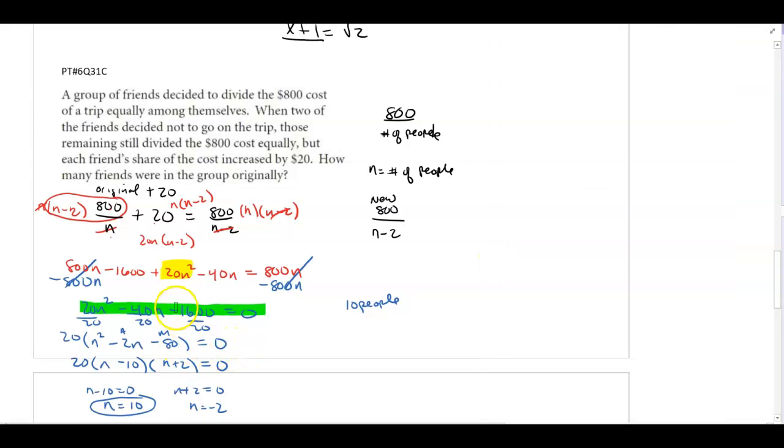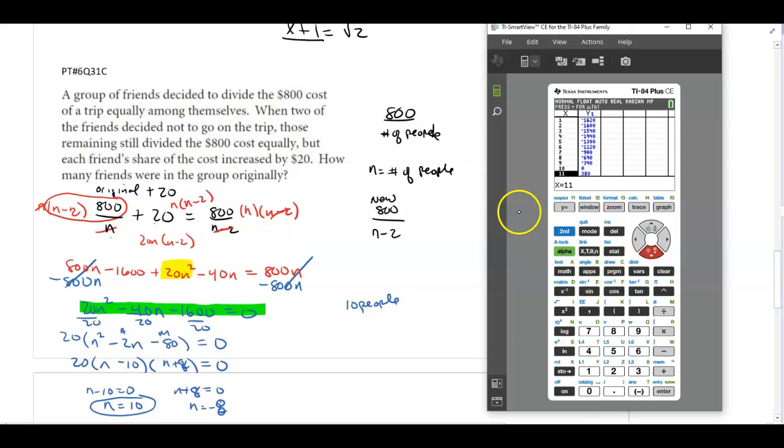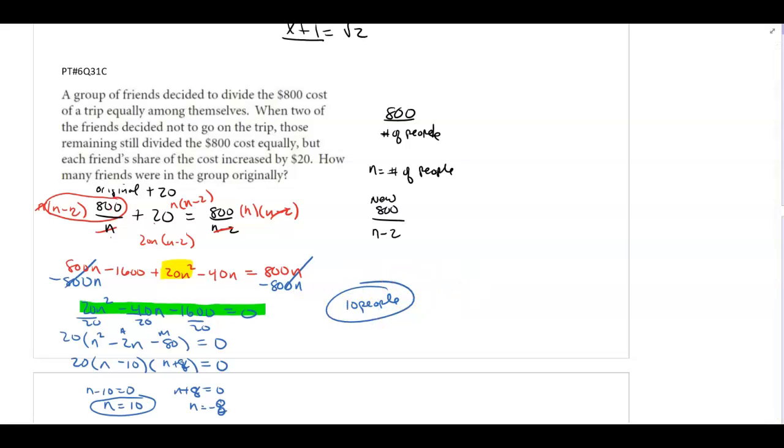oops, sorry, by the way, this would be 8, and there would be negative 8 and 10. Sorry about that. But right from the graph here, I'll notice that's my x-intercept, so it has to be 10 people. So I can cut that problem in half just by knowing that I can graph it and use the graph to solve that quadratic quicker.